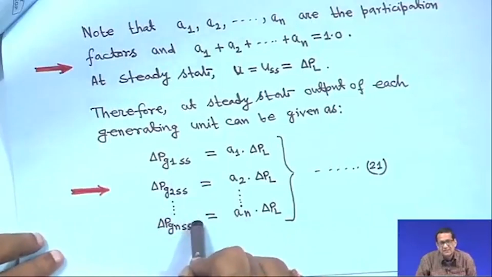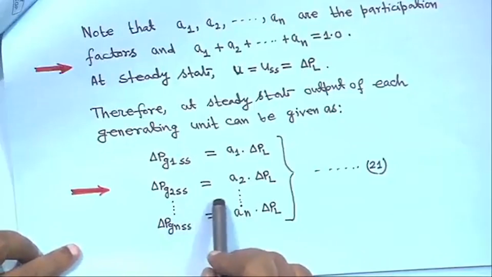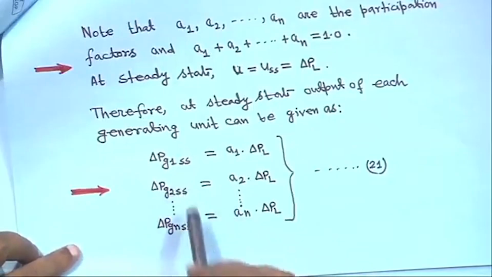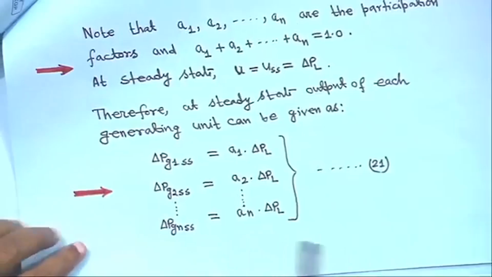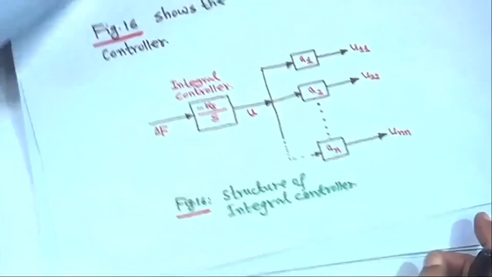So, these are the steady state power generations by the generators. If you go for simulation, you will see that this power has been generated by this generator. So, that is the composite system.